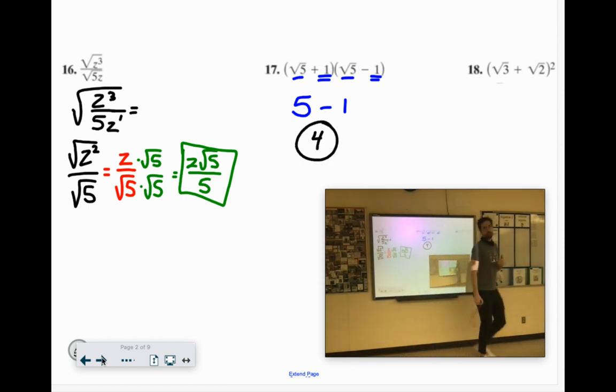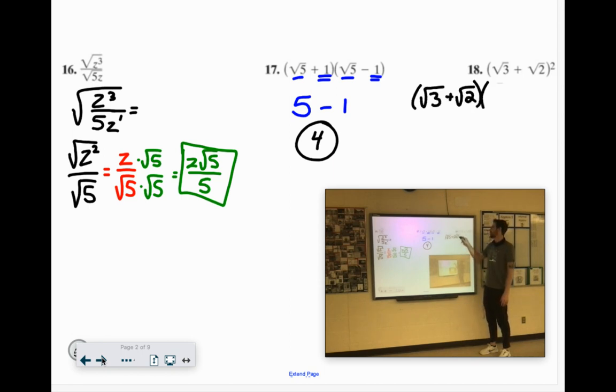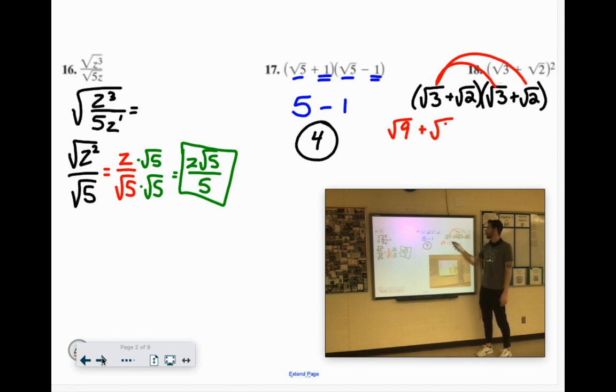Root 3 plus root 2 squared. I'm just going to write it twice. And FOIL. Root 3 times root 3 is root 9, which I know is 3. Root 3 times root 2 is root 6. Root 2 times root 3 is root 6. And root 2 times root 2 is root 4.